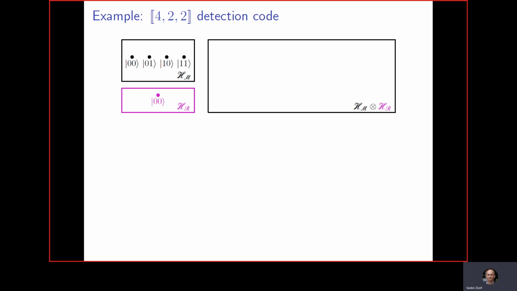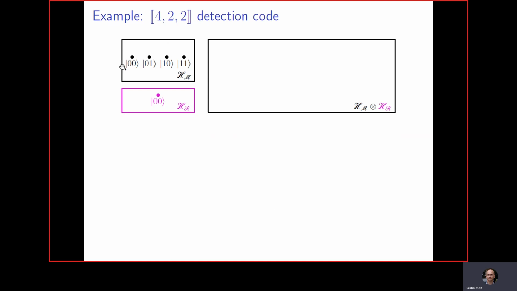To show an example, I will examine the detection code with parameters [[4,2,2]]. In analogy with the classical case, the first parameter is the number of qubits in the logical states. The second one is the number of encoded qubits, and the third one is the code distance. These parameters are defined in the so-called stabilizer formalism. In what follows, I will only scratch the surface of this formalism.